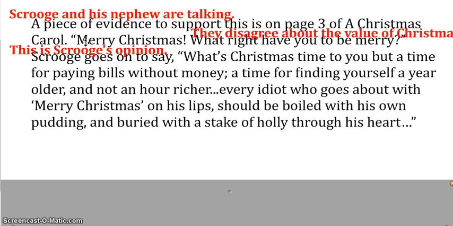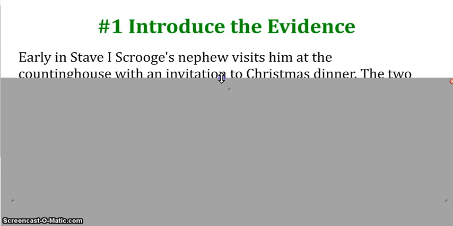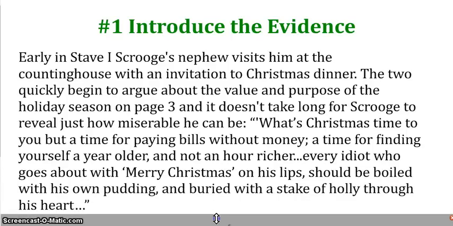So just by taking literally 15 seconds and thinking about what's going on in the story, watch what happens when we look at the revised version. So with that knowledge, I've made these revisions, and I've said, early in Stave 1, Scrooge's nephew visits him at the counting house with an invitation to Christmas dinner. Okay? Check. Now we know where we are. The two quickly begin to argue about the value and purpose of the holiday season on page 3, and it doesn't take long for Scrooge to reveal just how miserable he can be. So then we know exactly what's going on. We know that Scrooge is talking. We know it's a dialogue with his nephew. And we know that he's about to show that he's kind of a nasty old cranky guy.